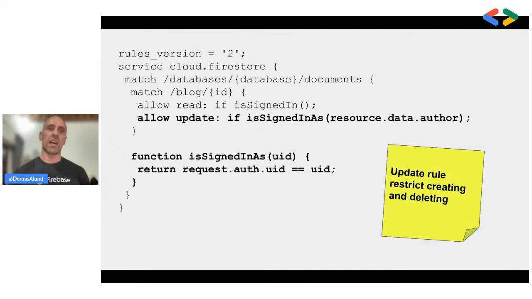But in this case, I say you're allowed to update if the current state of the document says that you are the author. And that would mean that I'm not allowed to change who is the author of the object, right? Because if I'm trying to change, I cannot push the new author and try to override it like that.